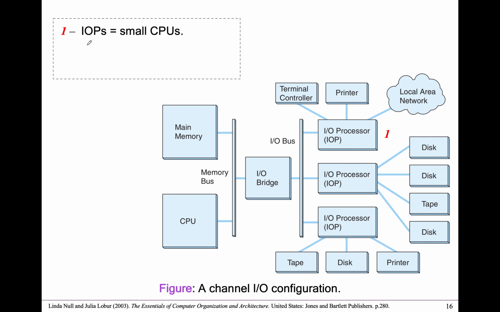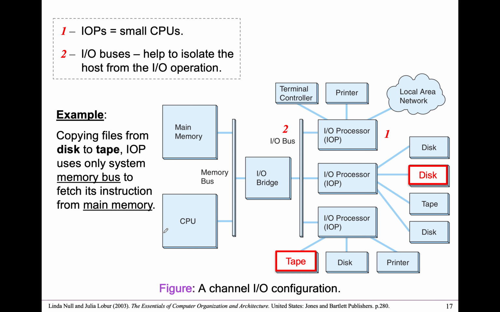First of all, you look at the I/O processor and the CPU. Second, you have the I/O bus, which helps to isolate the host from the I/O operation. So this is the flow, but I don't think you will be asked to redraw it, because there are a lot of configuration pictures and graphs that you need to remember, right?